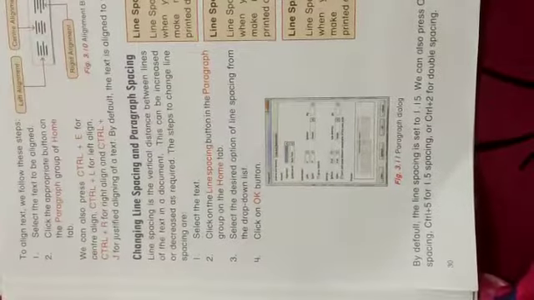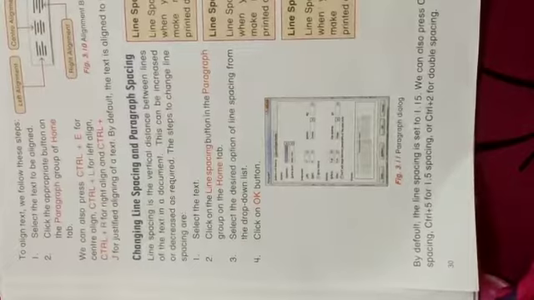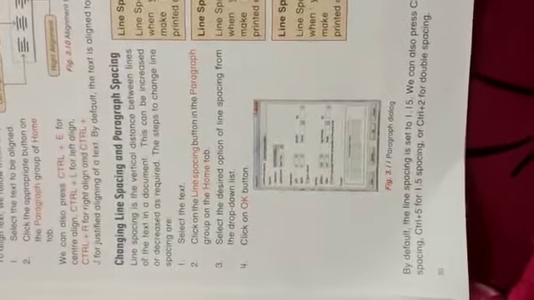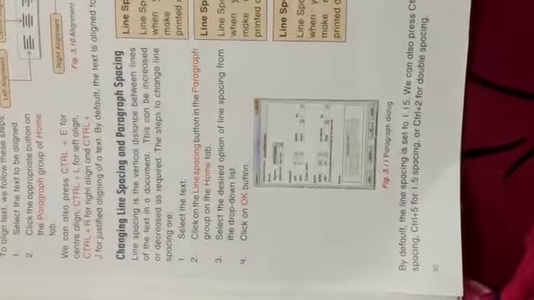Now, the next topic is changing line spacing and paragraph spacing. Line spacing is the vertical distance between lines of the text in a document. Please underline this. Line spacing is the vertical distance between lines of the text in a document. This can be increased or decreased as required. If you want to increase or decrease, it can be done according to our own requirements. Now, there are some steps given. What are those steps? We will follow.